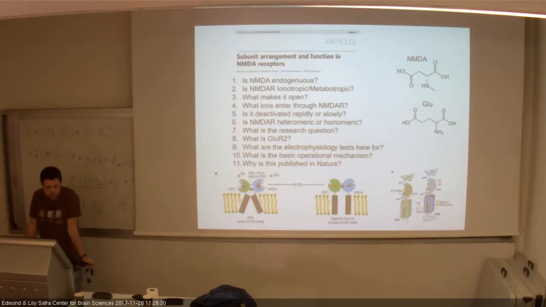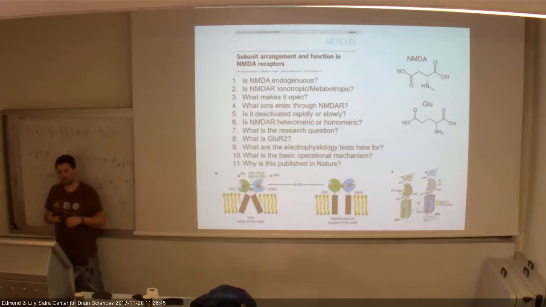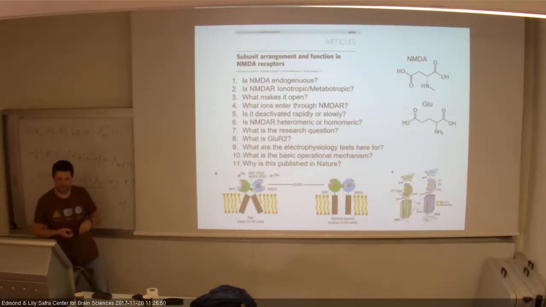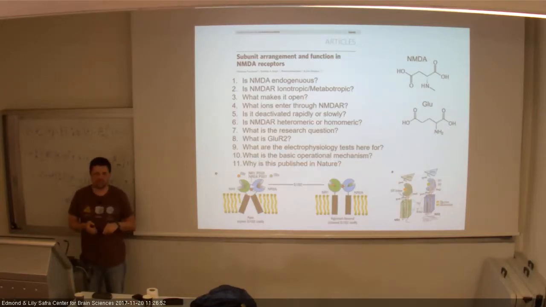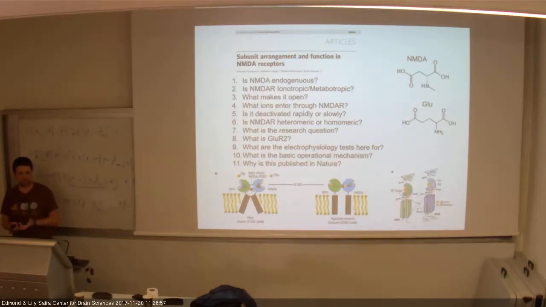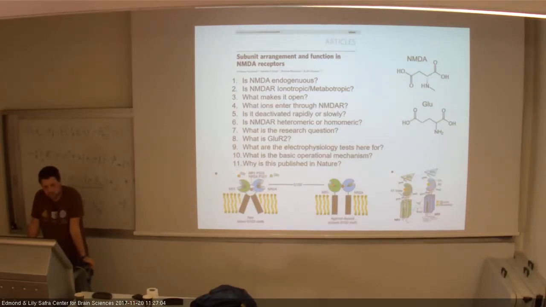And what is the research question? It's not really clear. The research question is, what is the structure of an NMDA receptor? What is GluR2? No, it's not a subunit. So GluR2 is a subunit of the AMPA receptor. It's a non-NMDA receptor, or the glutamate receptor.